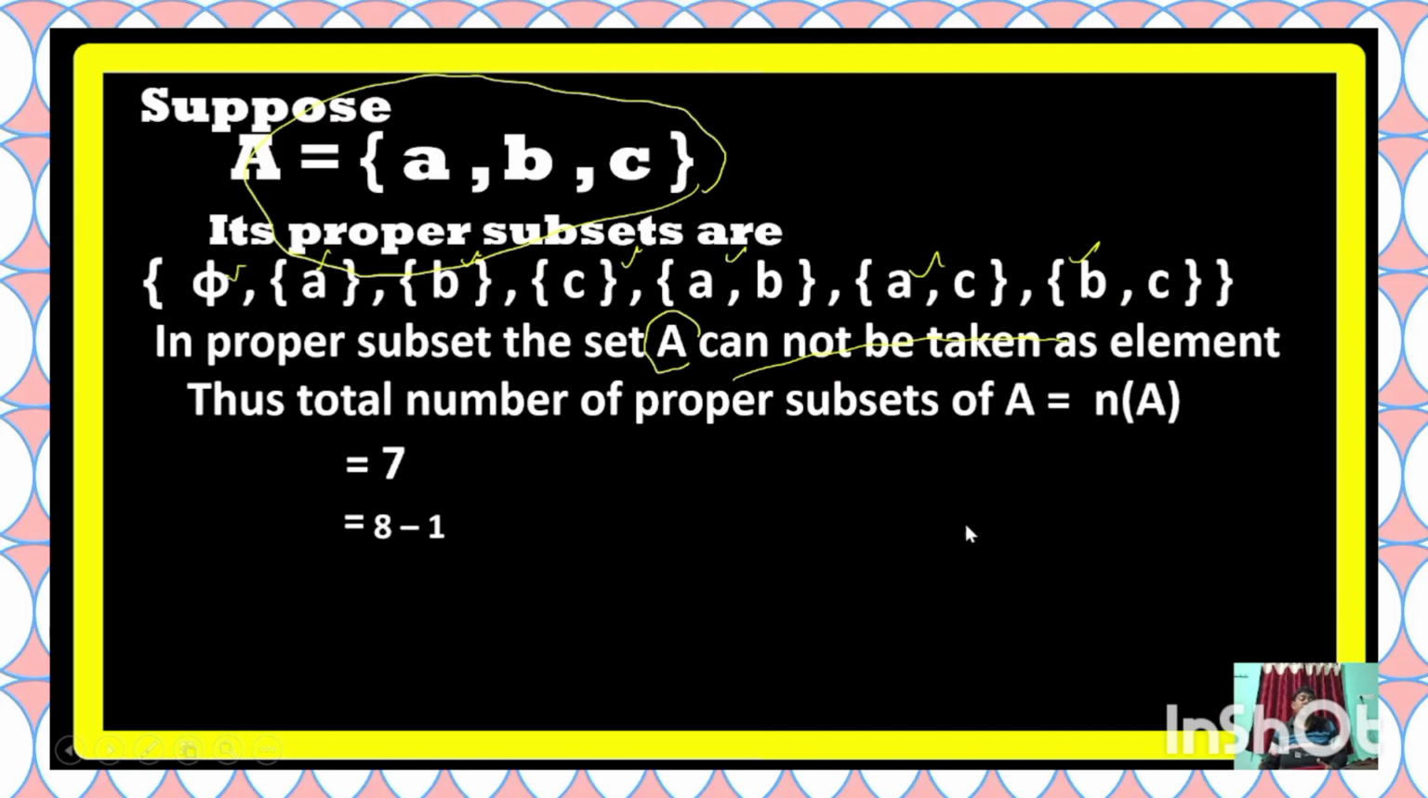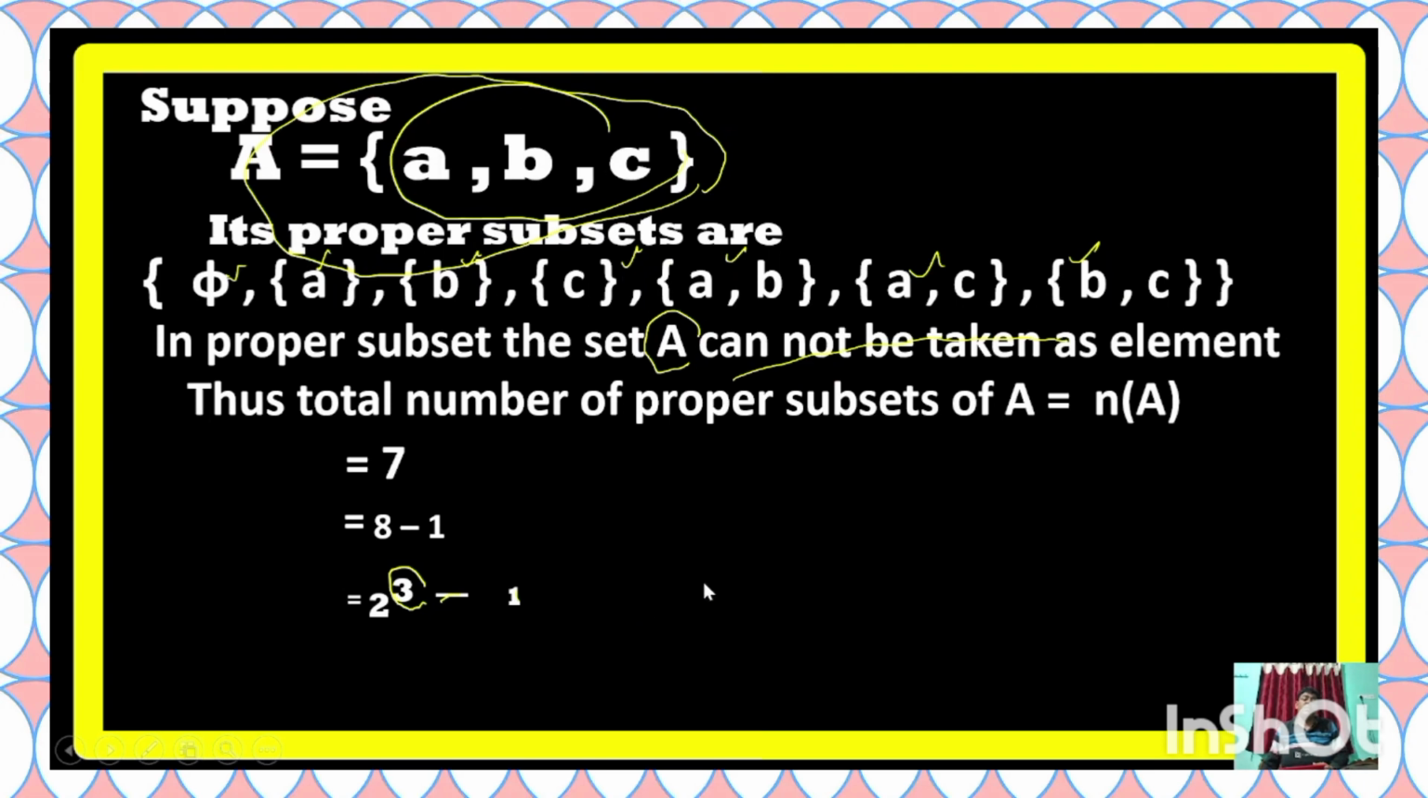And you can write 7 is equal to 8 minus 1, yes or no? And 8 can be written as 2 cube minus 1. And you clearly see here, how many elements? The set has 3 elements, and the power of 2 is also 3. And the difference, minus 1, means we have to exclude the set A as a proper subset. That's why we have to do minus 1.